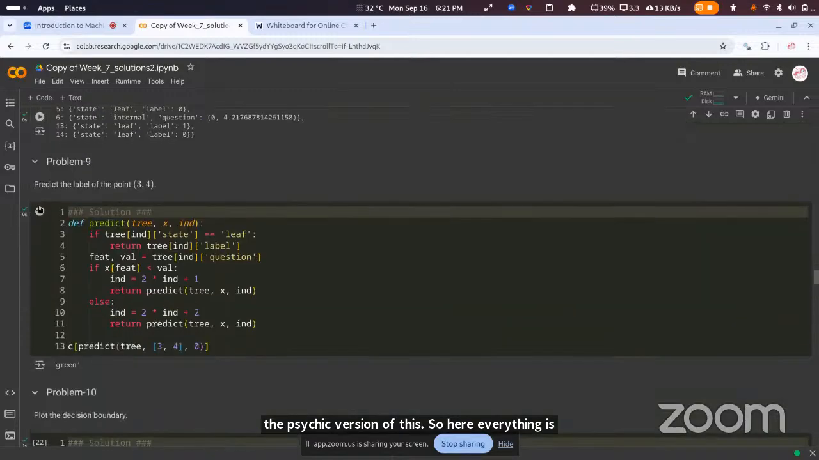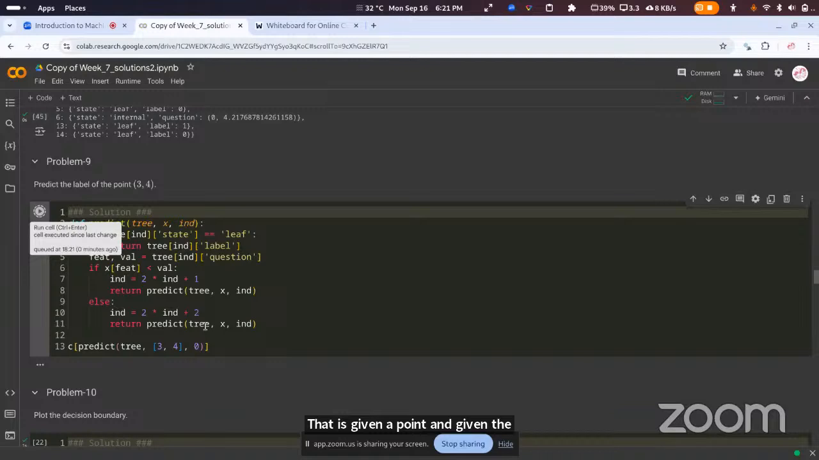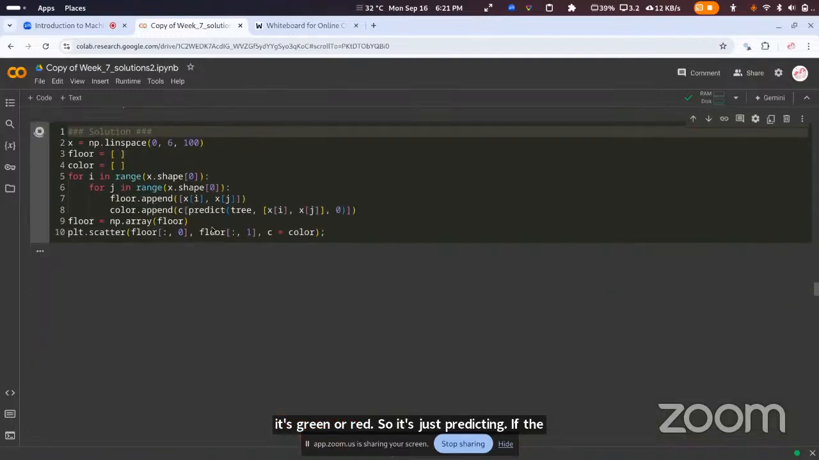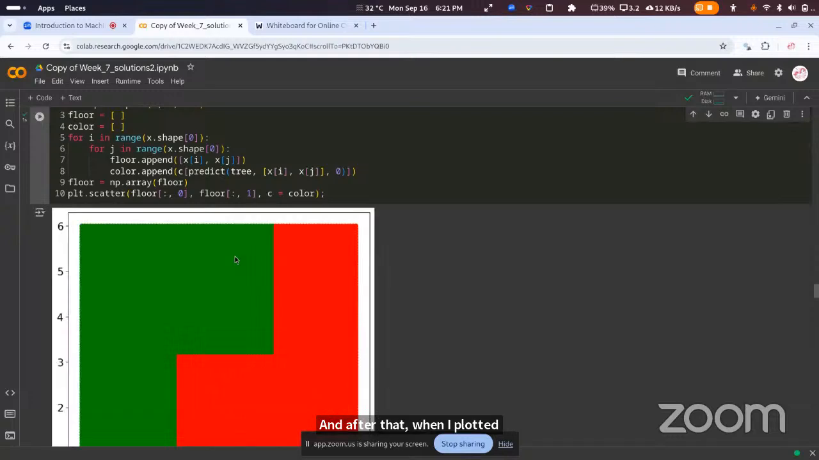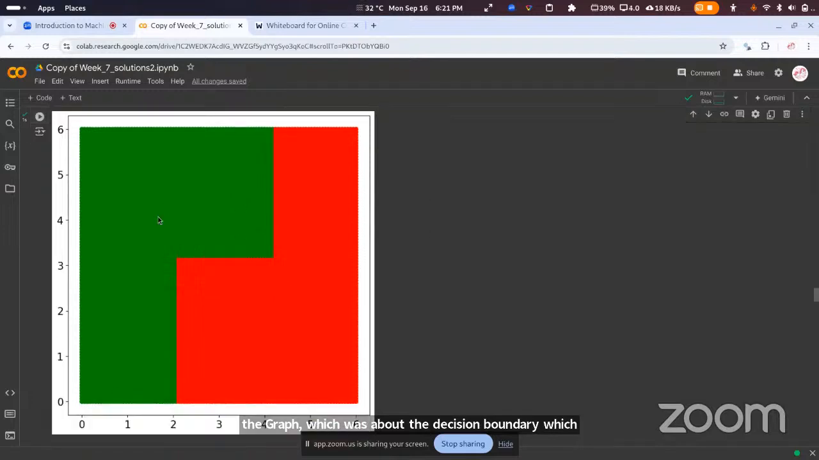Now this is a small code which I wrote for prediction. That is, given a point and given the model, whether the point belongs to class 1 or class 2. In this case it's green or red. So it's just predicting: if the feature is less than val, then we update the index and call the predict function. After that, I plotted the decision boundary for the graph above, and the decision boundary obtained from my decision tree model looks like this. This portion represents the green points, and this portion represents the red points.